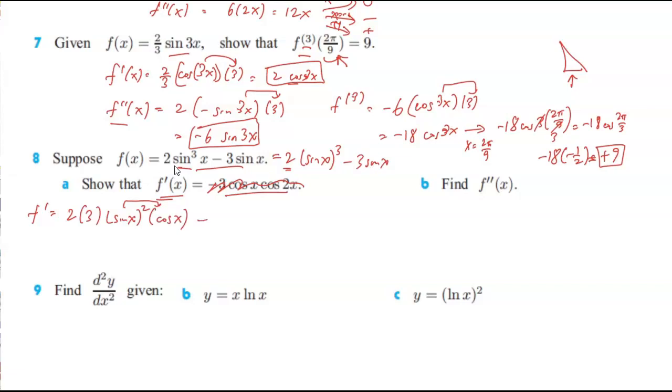Then I do the derivative of the second part. So I leave the coefficient as is, and I find the derivative of sine x is cosine x. No chain rule there because there's no function inside of a function. Simplifying, 6 sine squared x cosine x minus 3 cosine x. Okay, now let's check to see if we got the same thing.